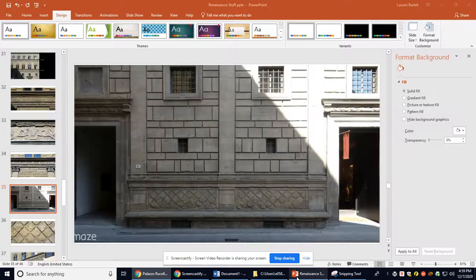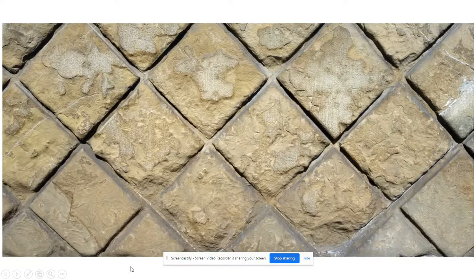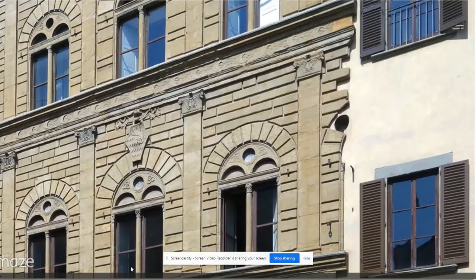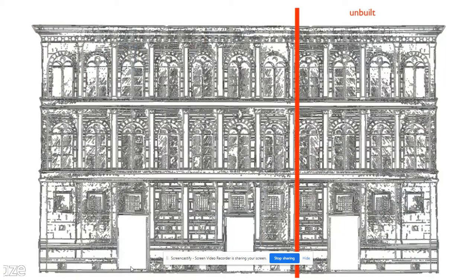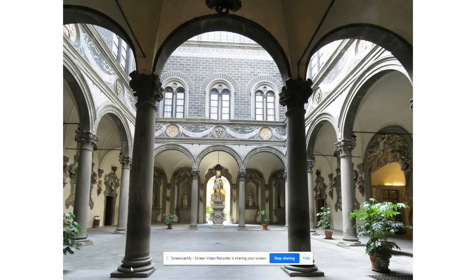Okay, let's look at a few more things. So here's the close-up of that diamond pattern. Now, one interesting thing about this building is that it was never completed. So you see that the edge just goes into another building. It's not complete. This is what the architect originally intended, and part of it remains unbuilt to this day. Here's the image of the courtyard inside. So it had a kind of garden or peristyle for the family inside.